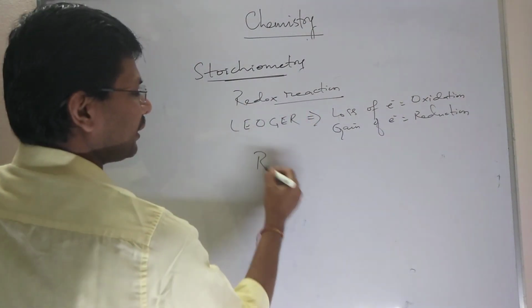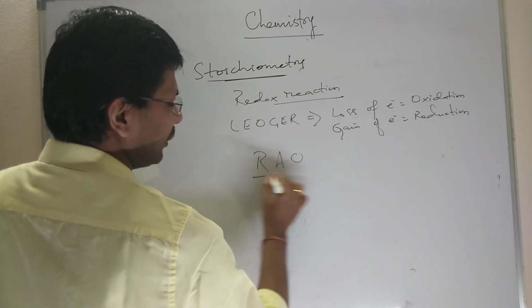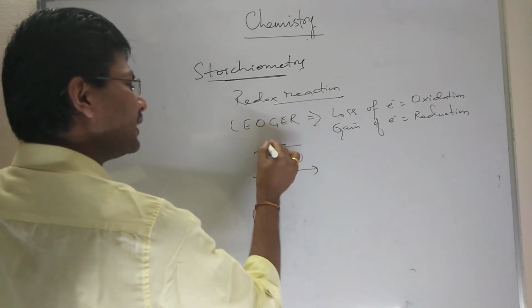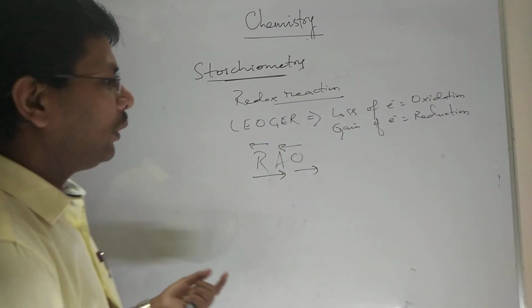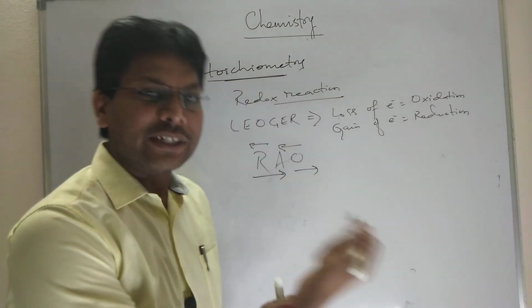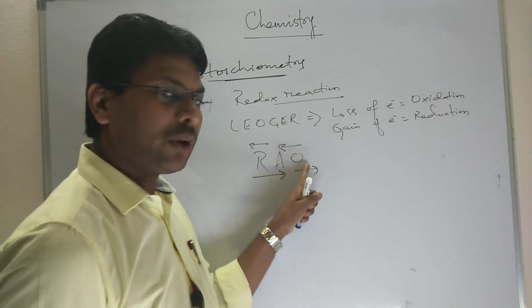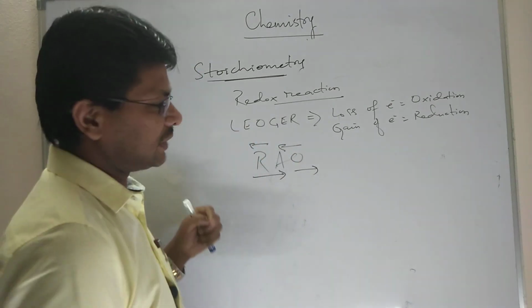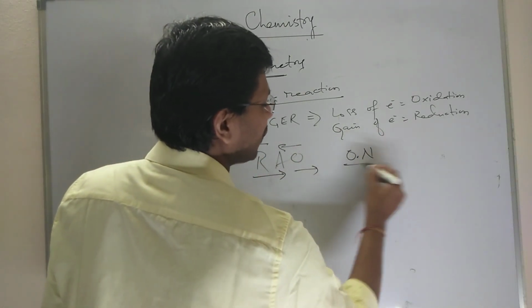And you must know that reducing agent undergoes oxidation, oxidizing agent undergoes reduction. So reducing agent loses electrons during a redox reaction or chemical reaction, oxidizing agent gains electrons. So reducing agent undergoes oxidation, oxidizing agent undergoes reduction. And then you must have the concept of oxidation number.